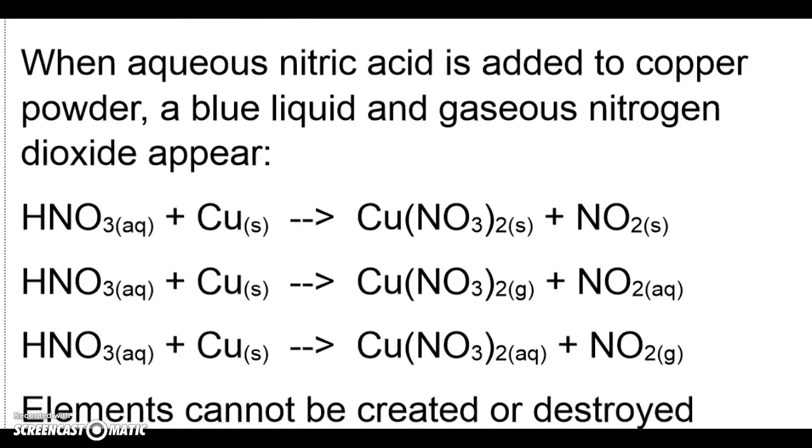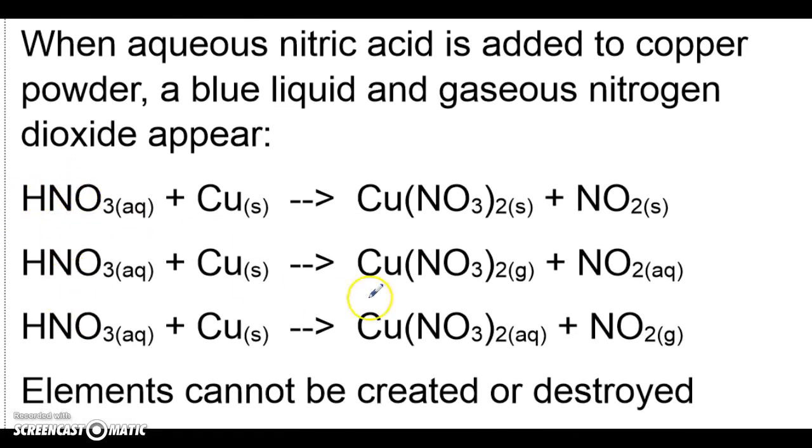So here we go. We can actually rule out the wrong answers for this one. When aqueous nitric acid is added to copper powder, a blue liquid and gaseous nitrogen dioxide appear. Okay, so all these are the same, so I'm not going to rule this out. Here's my aqueous nitric acid. Here's my copper powder. It's a solid. And then I know I have to make something that's liquid, so I could look for little l, or I could look for aqueous. And I need a little g. So you don't have either.